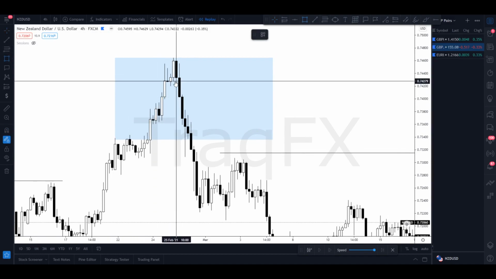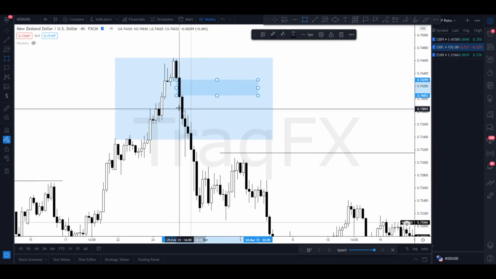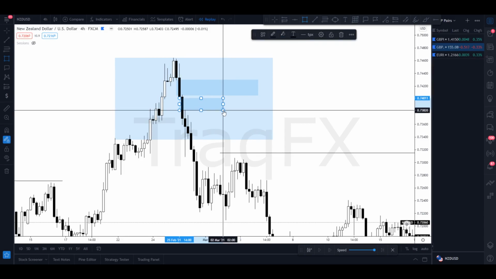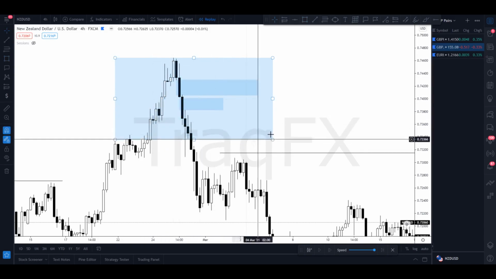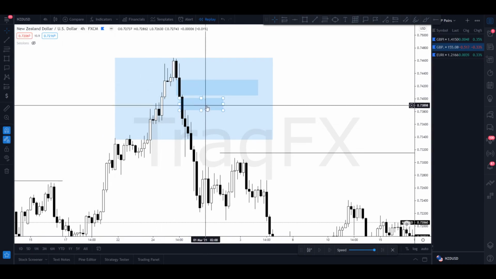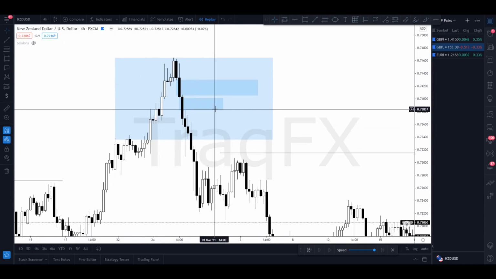Wow, look at this. We have imbalance from this wick to this wick. We have imbalance from this wick to this wick. We have imbalance inside of our area of interest. This entire daily time frame institutional candle has, one, an institutional candle, two, a lot of momentum, and three, imbalance inside of it.